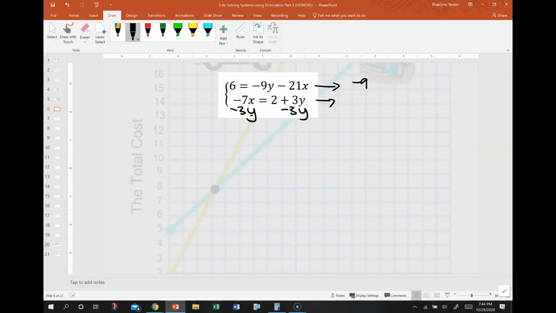So this one's going to become -9y minus 21x equals 6. And then I'm going to put the -3y, because we had to subtract it to move it. And we've got minus 7x equals 2. Now, if you notice, we've got lots of weird things going on. They don't match. So I'm going to multiply the bottom equation through by a 9, and I'm going to multiply the top equation through by a 3.